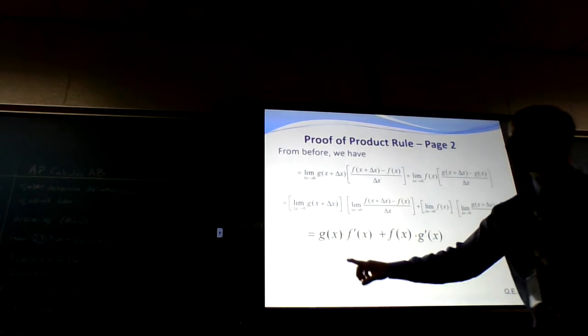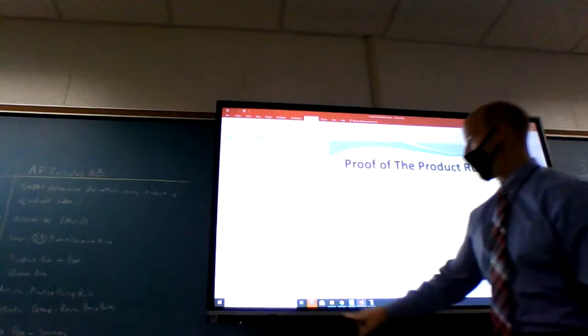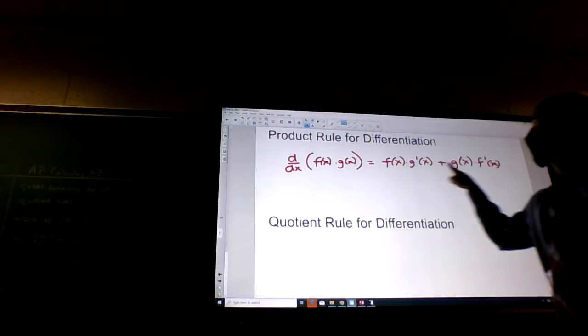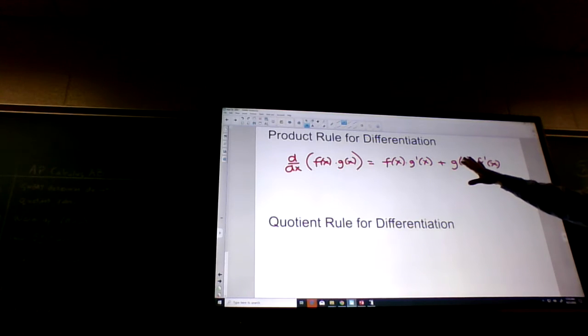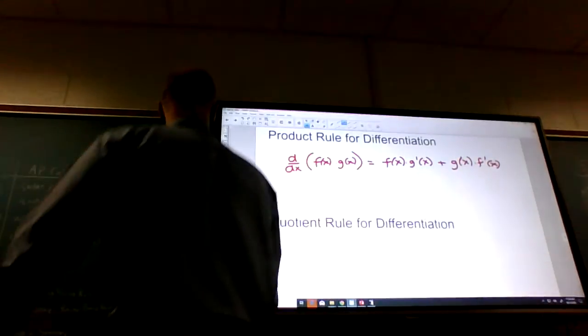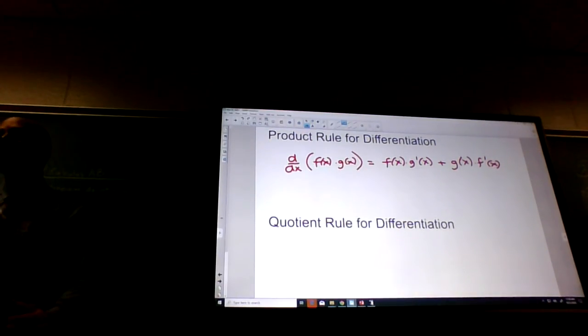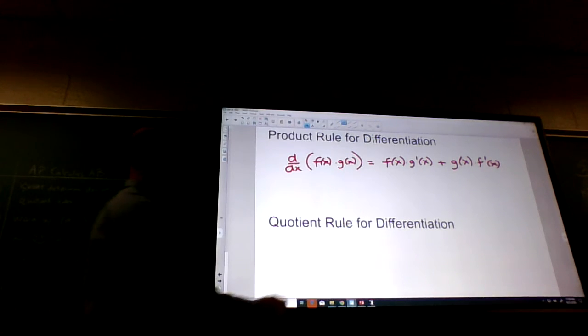I'm going to get out of this here for a second, and go back to what I just said. Do you believe me? This is true. I'm not being tricky. This is actually the proof, and this is the rule for the product rule. Now, I'm going to give you the quotient rule, and I'm not going to prove it to you, okay? Just trust me that what I'm telling you is correct.